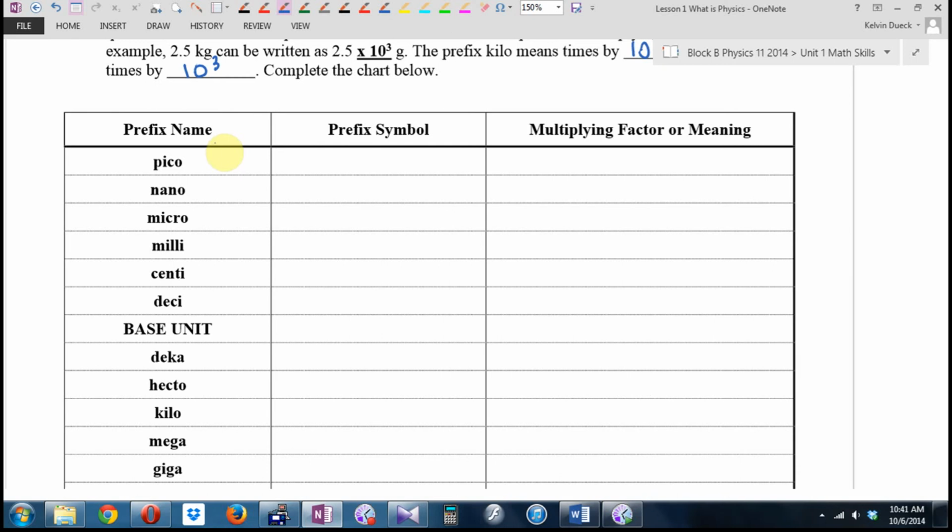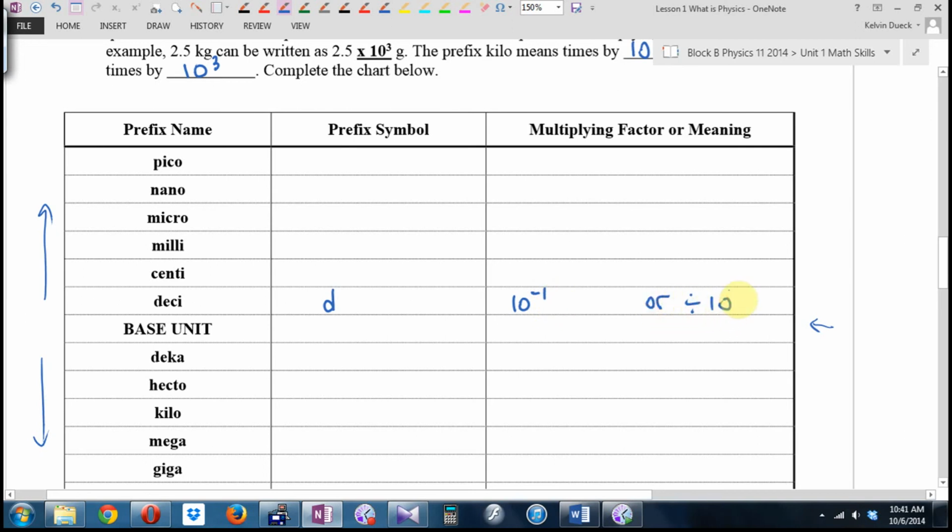Well, you know what? Actually, let's start right here. Here's the base unit. This way you're getting smaller, this way you're getting bigger. Let's go smaller. So we have deci. What's the symbol for deci? Lowercase d, and that means multiply by 10 to the -1, the same as dividing by 10. I usually just multiply, and that way I only have to remember to multiply. But multiplying by 10 to the -1 is the same as dividing by 10.